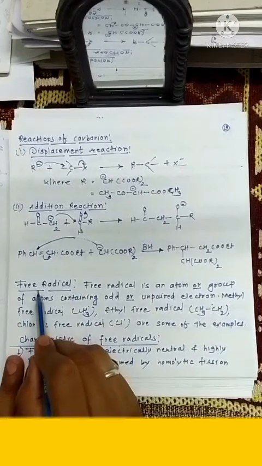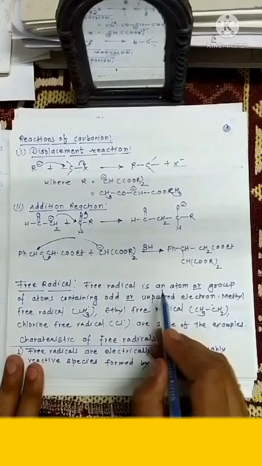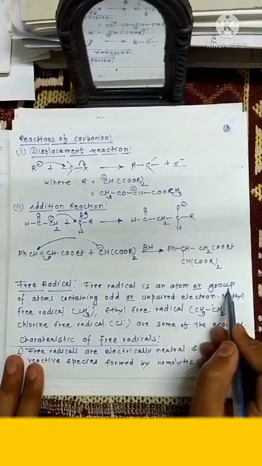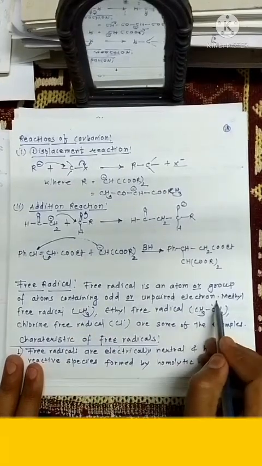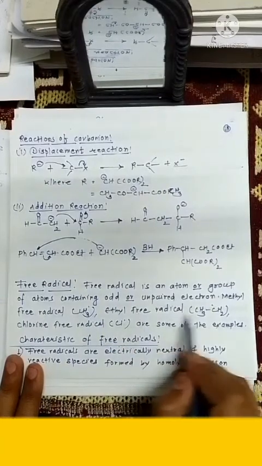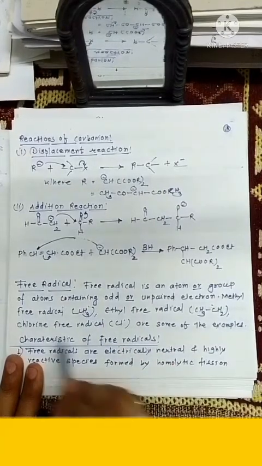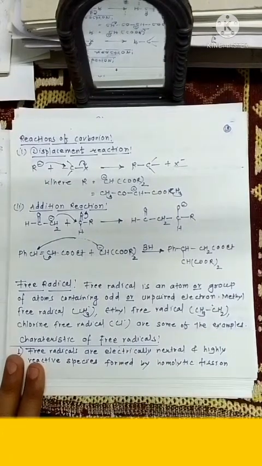Now we are going to discuss another reaction intermediate, that is free radical. Free radical is an atom or a group of atoms containing an odd or unpaired electron. Methyl free radical, that is CH3 dot, ethyl free radical, that is CH3CH2 dot, chlorine free radical, that is Cl dot, are some of the examples.